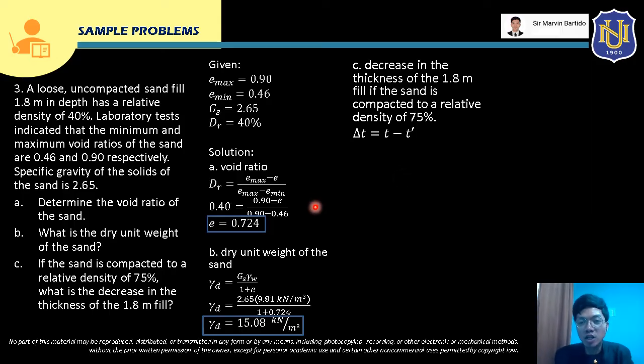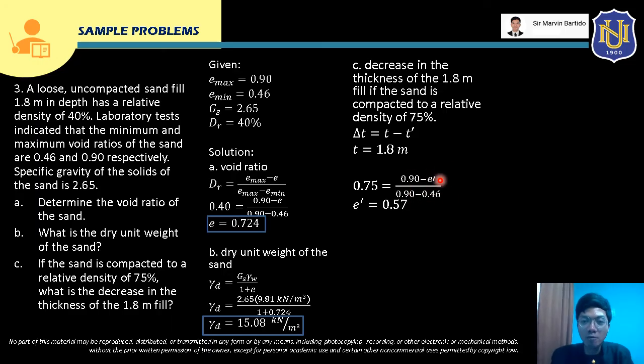Okay. So, from here, class, we have to solve T prime. So, para ma-solve natin, class, yung T prime, no, alamin muna natin, class, yung magiging pagbabago doon sa void ratio. So, let's solve the change in the ratio, no, yung magiging bagong void ratio, no, because of the new relative density natin. Okay, so, class, yung new relative density natin is 75%, 0.75. Tapos, yung Emax, Emin natin, so yan pa din yung mga yun. So, isosolve natin dito, class, yung E prime.